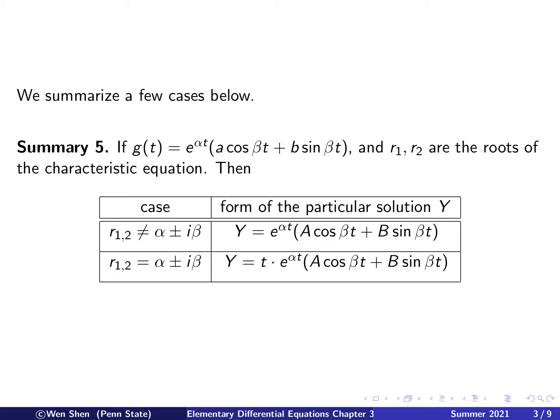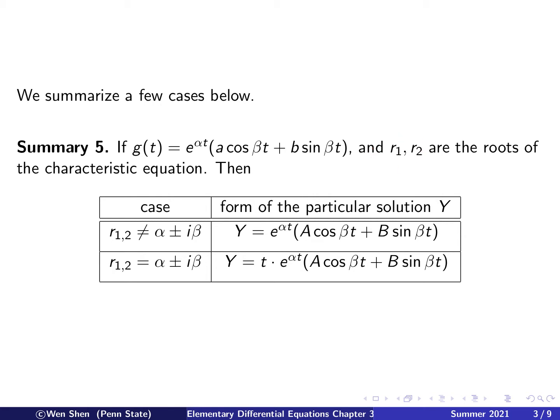Here we consider the case where the source term g(t) takes the following form: an exponential function e to the power alpha t, multiplied by a linear combination of cosine beta t and sine beta t. So here A and B are just two given numbers. Okay, so if g is this, at the same time we also compute the two roots, r1 and r2, of the characteristic equation. So we call these R1 and R2.